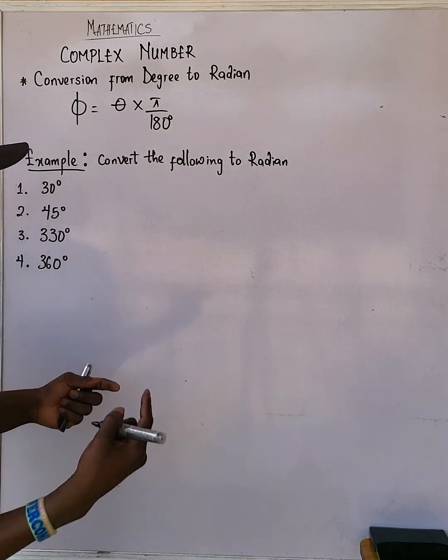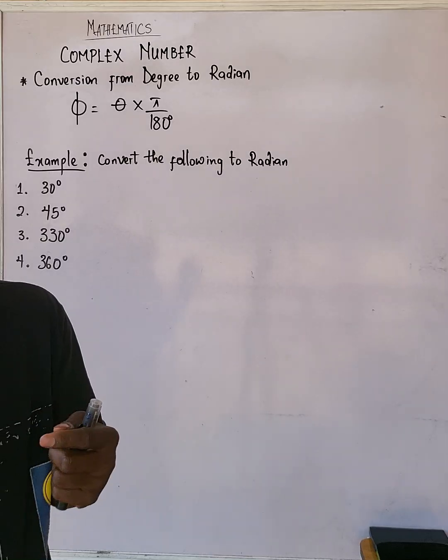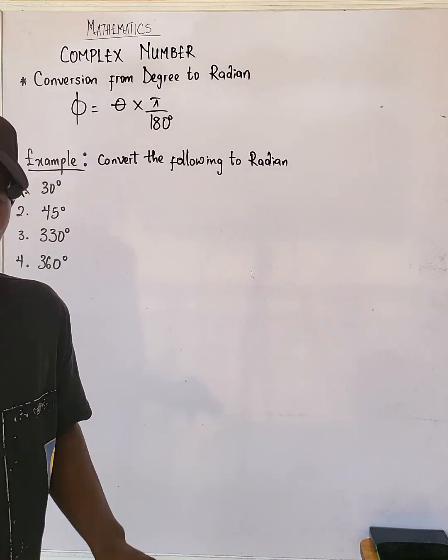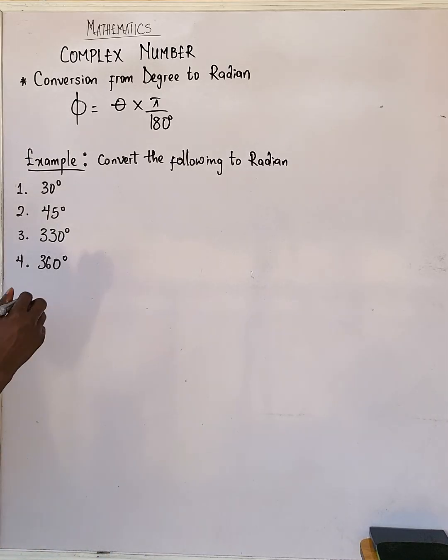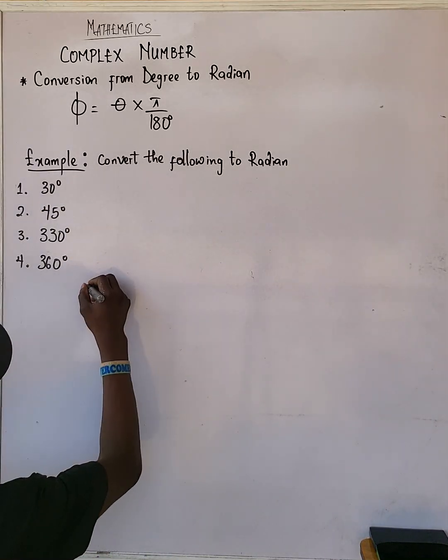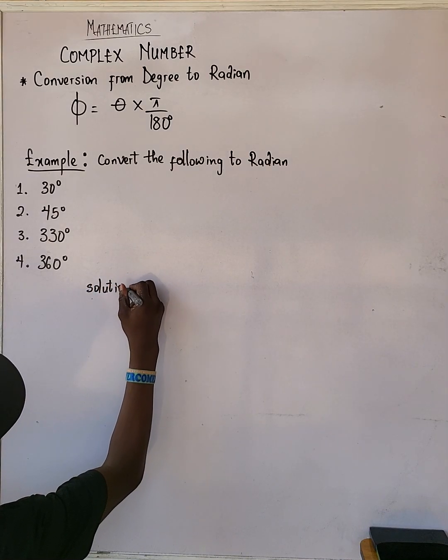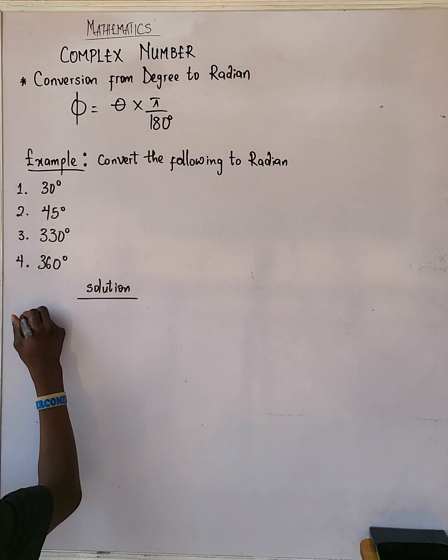So you can go on and on. Whatever you were given, even if it is in degree and you are told to convert it to radian, just follow the same procedure. You are going to arrive at the same answer. So solution now.